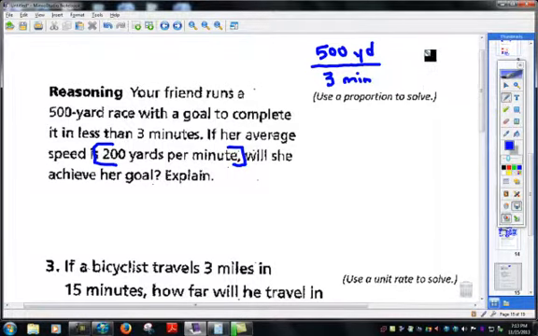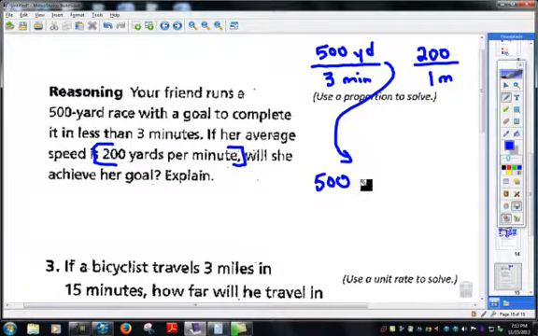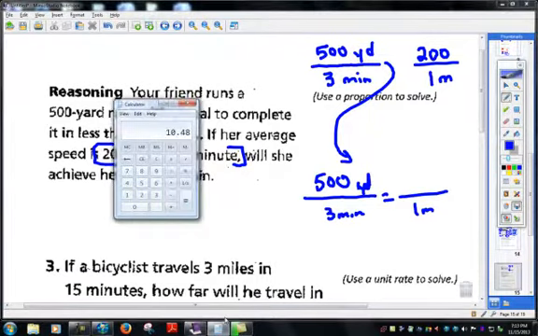So now, here we got another ratio. Now we're saying that we're covering 200 yards per 1 minute. Okay? Well, let's just skip this for a second. Let's go down here and find the unit rate of her goal. This is her goal, 500 yards in 3 minutes. Let's figure out how many yards she's going to travel in 1 minute, and see how close what she did is to that prediction.